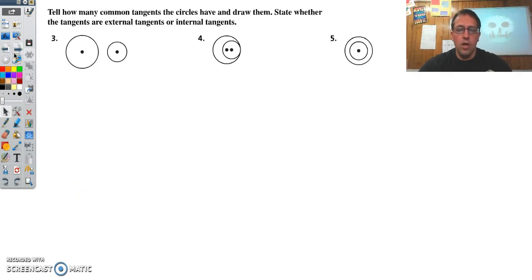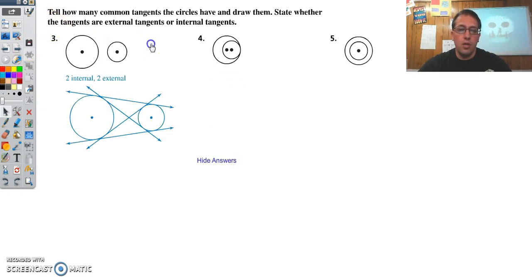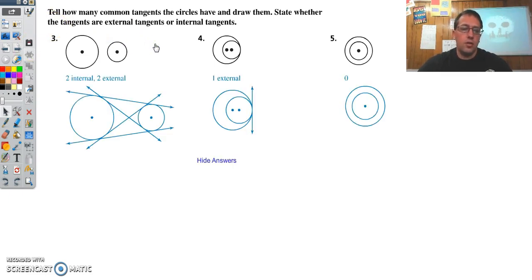So what I want you to do is pause the video and draw these. Tell how many tangents are internal or external. All right. Let's see how you did. There we go. So 3 had 2 internal, 2 external, just like this. Number 4 just had 1 external tangent right there. That's it. Can't draw any internals, can't draw anything else. That's all you got. And 5, these are concentric circles, and we can't draw anything tangent to both of them because to get to the inside circle, we'd have to go through the outside circle.